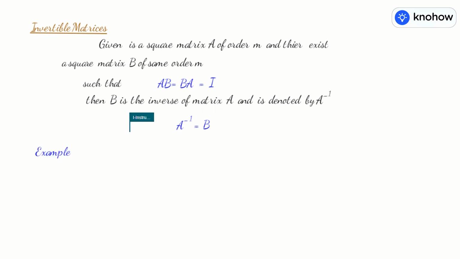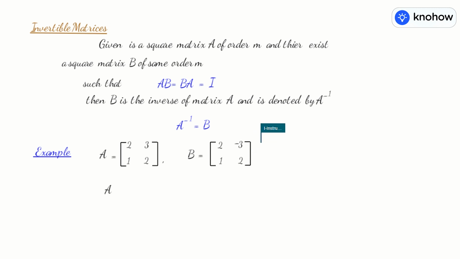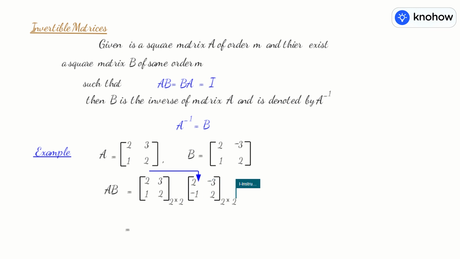For example, if we are given a matrix A as [2, 3; 1, 2] and another matrix B as [2, -3; -1, 2], let us find the product AB, that is [2, 3; 1, 2] multiplied by [2, -3; -1, 2]. You know the definition of multiplication, row to column, and the multiplication is possible because both the matrices are of the order 2 by 2.